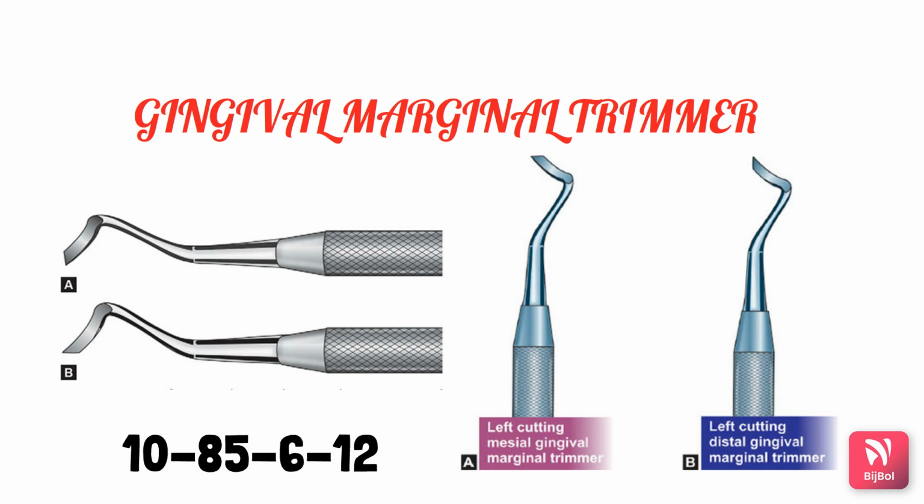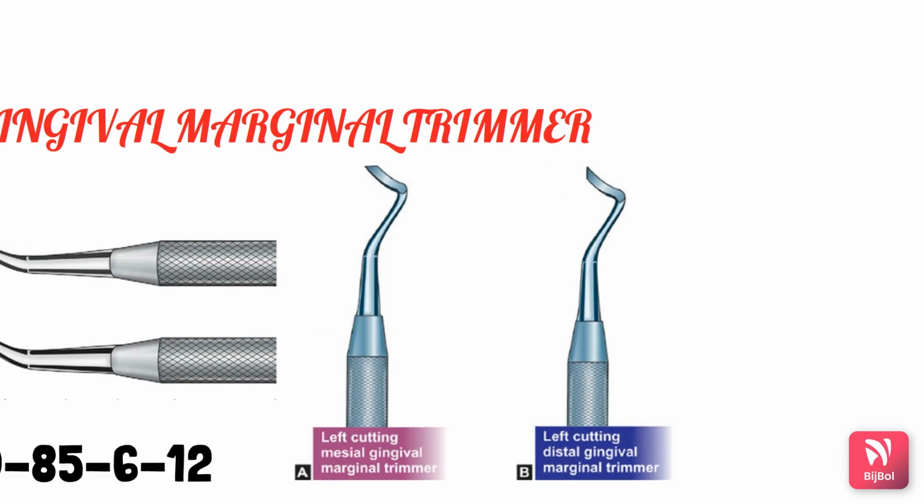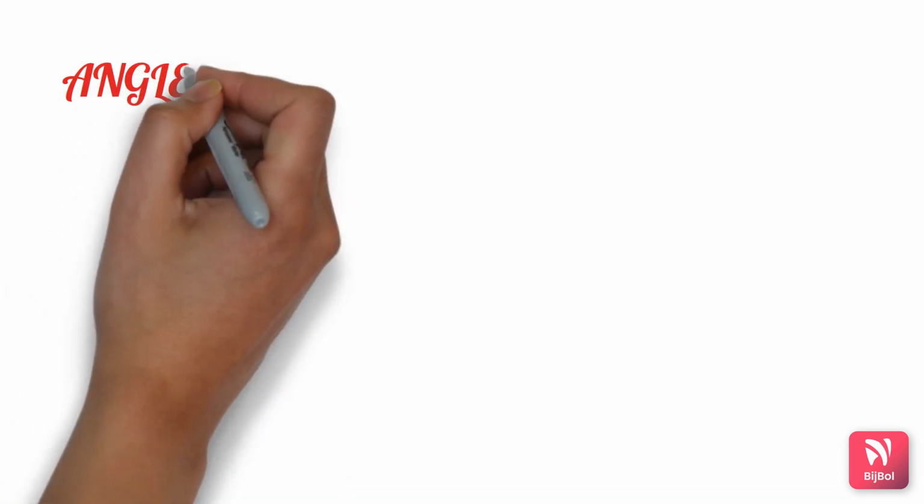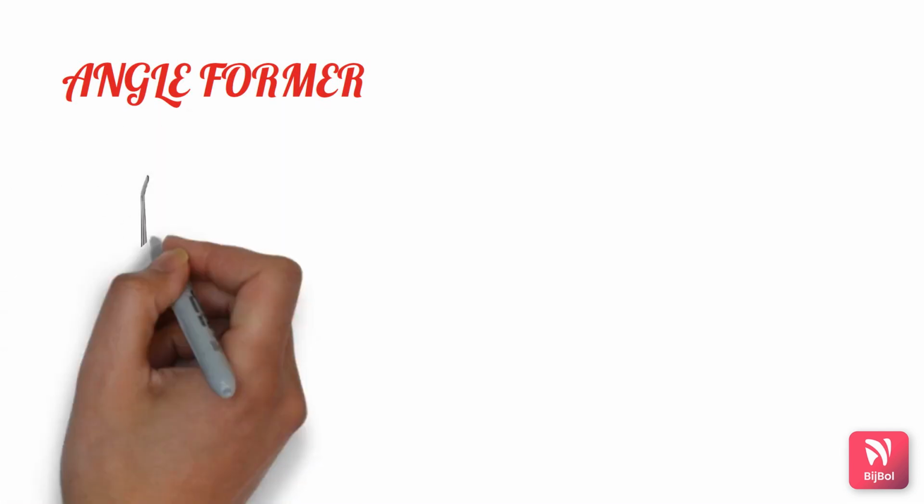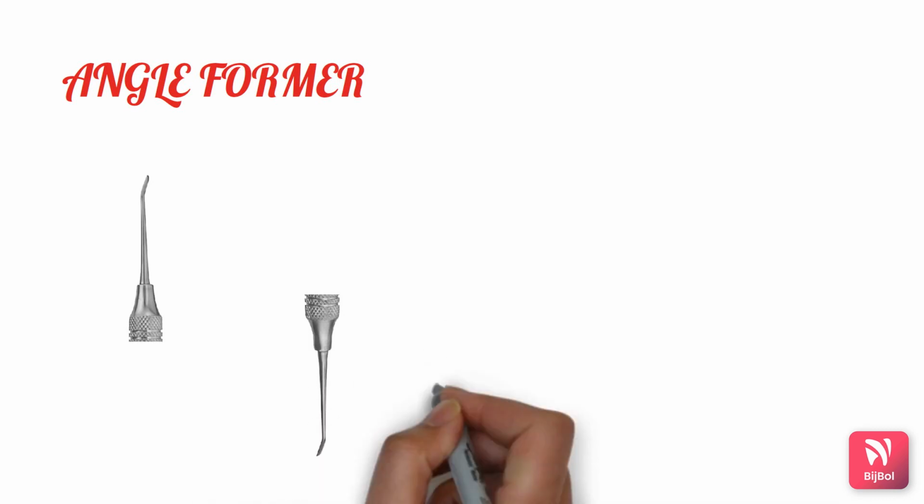Next, we'll see the angle former. This is the combination of the chisel and the GMT, modified from a chisel by sharpening the primary cutting edge at an angle to the axis of the blade, and the blade of the angle former is beveled on the sides, giving it three cutting edges, one primary, two secondary cutting edges. This helps in accentuating the line and point angles to create the retentive points.